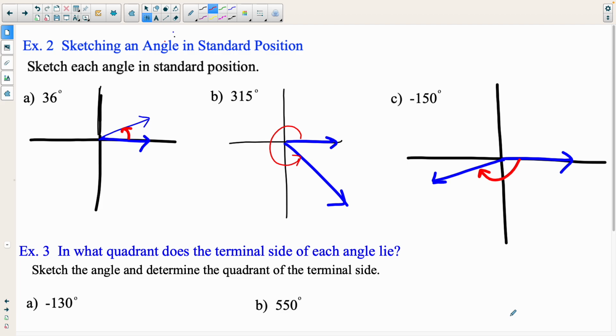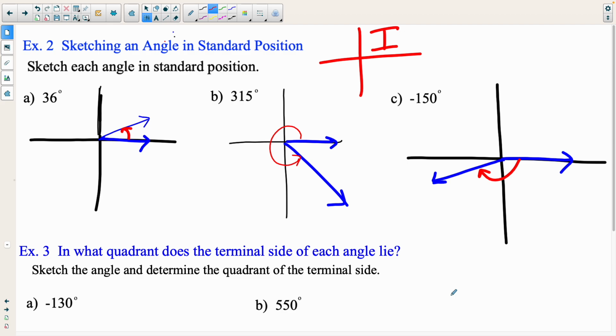All right, so these next examples here, we're trying to determine what quadrant the terminal side of the angle is in. All right, so we're going to sketch just like we did right here. And then we're just finding the terminal side of the angle and writing down which quadrant that's in. So, a little review. The first quadrant is always that top right quadrant. That's where everything is positive. Your x coordinates and your y coordinates.